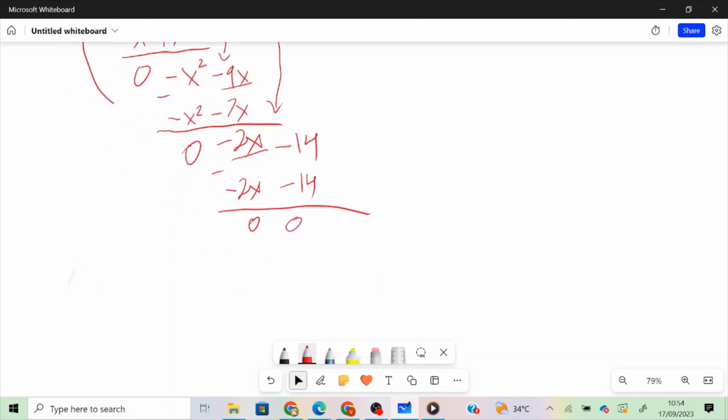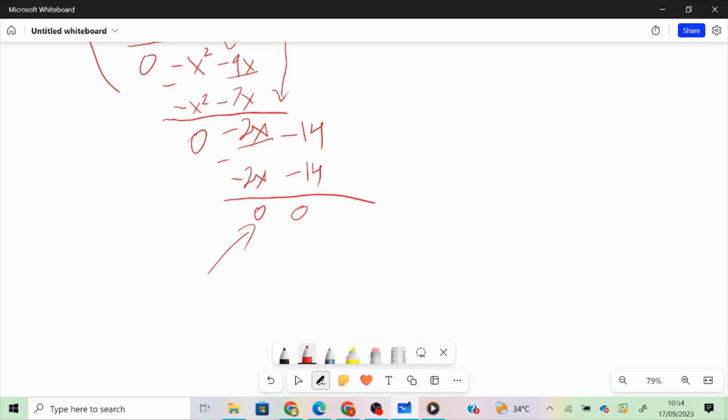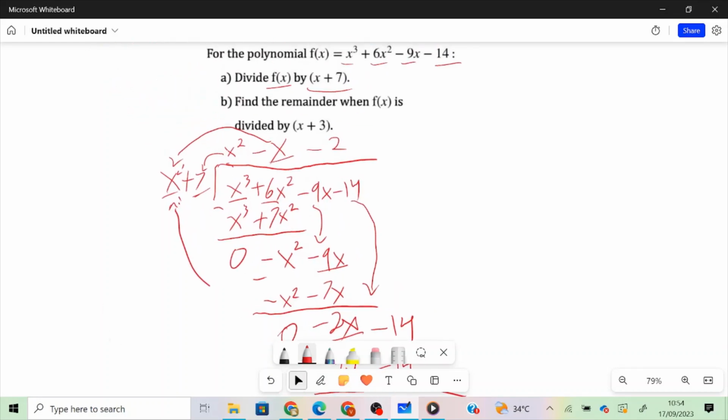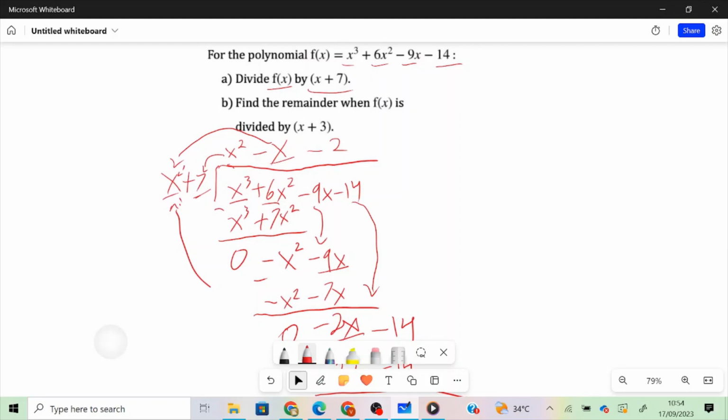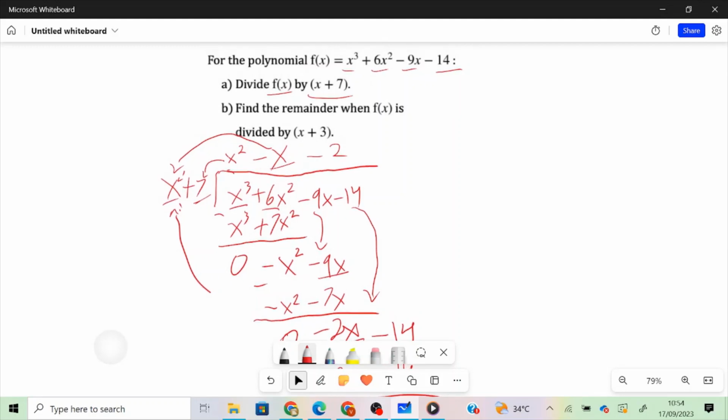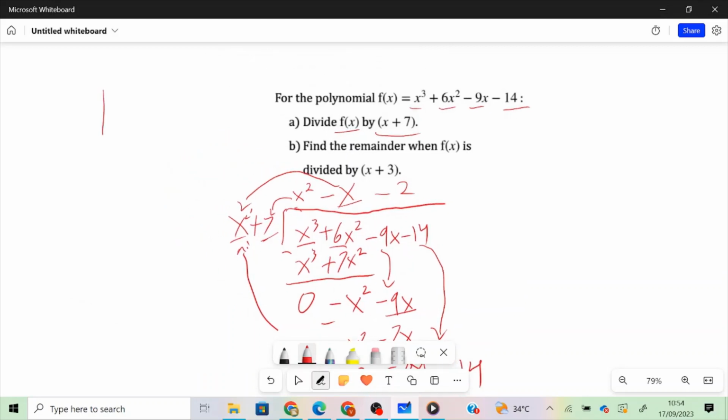Now whenever you have 0 as a remainder, that means the expression that you've divided the polynomial by, in this case x plus 7, is a factor of the polynomial x cubed plus 6x squared minus 9x minus 14. Whenever your remainder is 0, that means it's a factor. You can look at it with this example over here. If we divide, let's say, 99 by 9, we know 9 times 11 gives us 99, and our remainder is 0. And we know that 9 is a factor of 99. That's why we know it, because the remainder is 0.